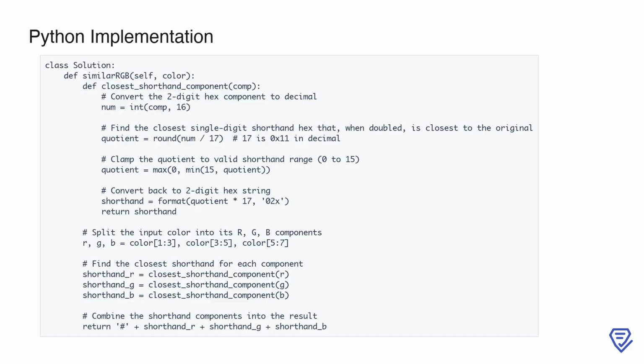Next, the input color is split into its red, green, and blue components using string slicing, color[1:3], color[3:5], and color[5:7]. Each component is passed to the helper function to compute its closest shorthand equivalent. Finally, the shorthand components are concatenated with a hashtag prefix and returned as the result. This implementation ensures that the closest shorthand color is computed efficiently and accurately.